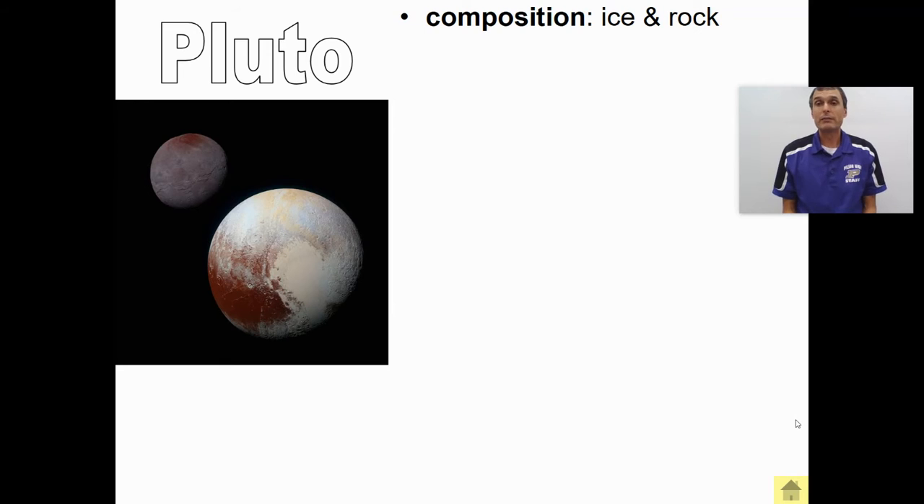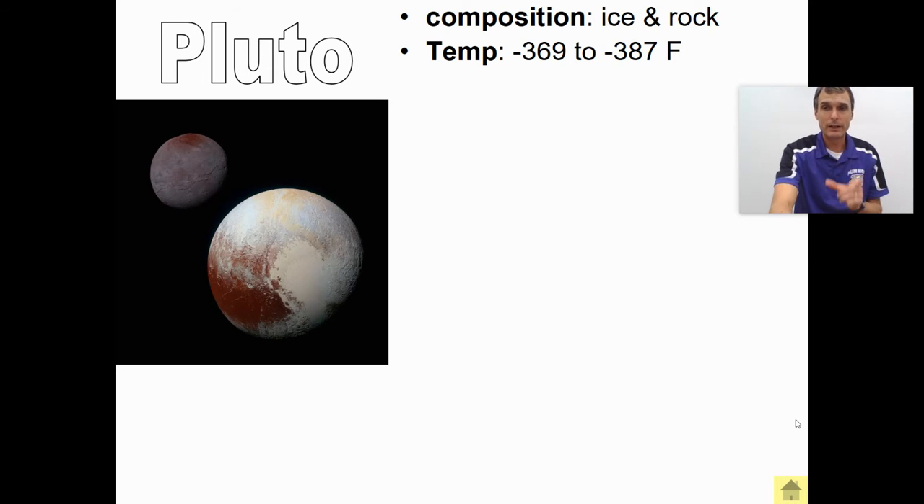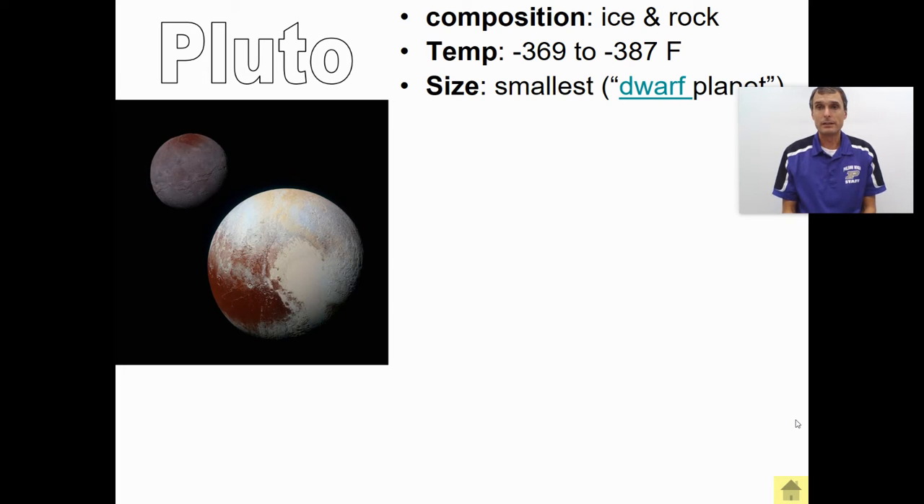Pluto's composition is made of ice and rock, which is totally different than all of the outer planets, which are made of gas. They might have some ice, but no rock. So very different there. Its temperature is cold, but it varies. Sometimes it's colder than others. It's the smallest. It's actually what's referred to as a dwarf planet.